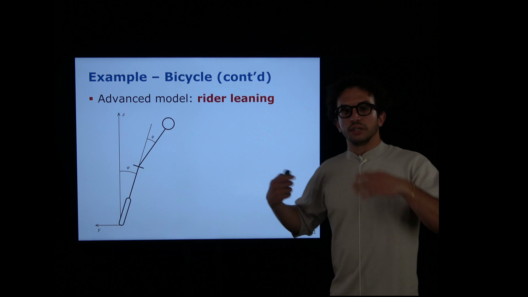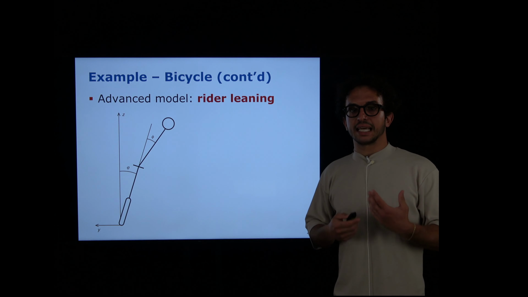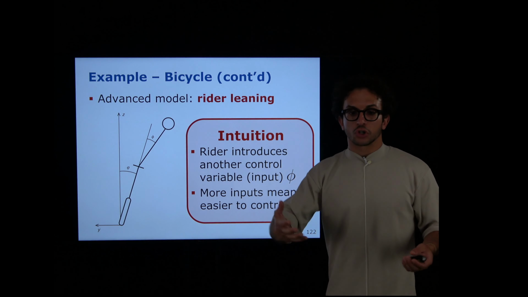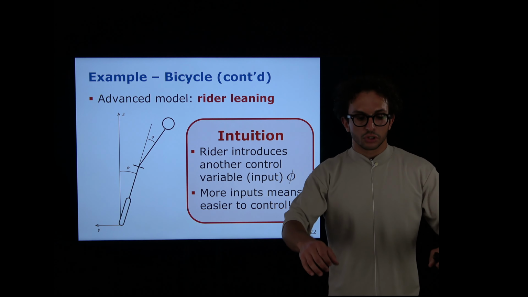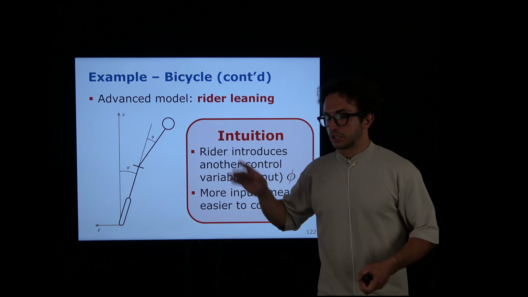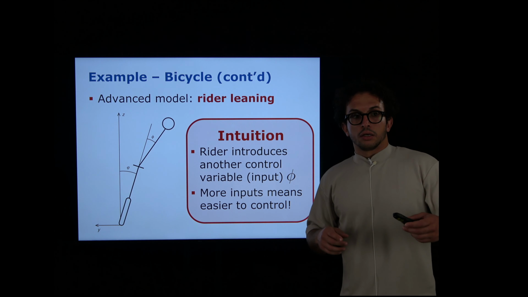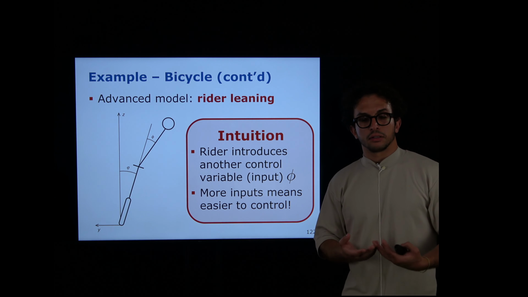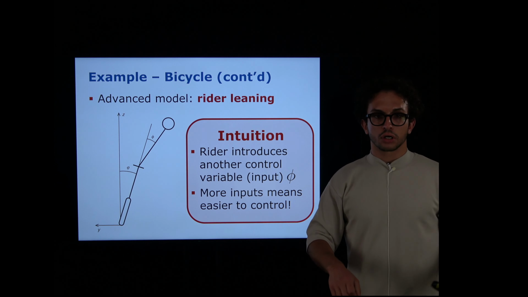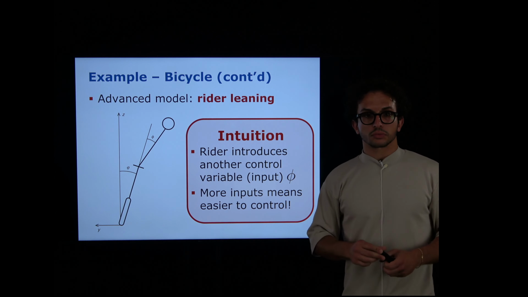I will not give you here the model, or I will not tell you exactly what happens here, but the intuition is that the rider introduces another control variable. It's another input. There's not only the torque anymore, or the steering, whatever you're using, depending on the model, but there's also this other control variable. And since we have more inputs, the system is intuitively easier to control. Not everything relies on the torque, but the effort can be shared between the torque and the angle.